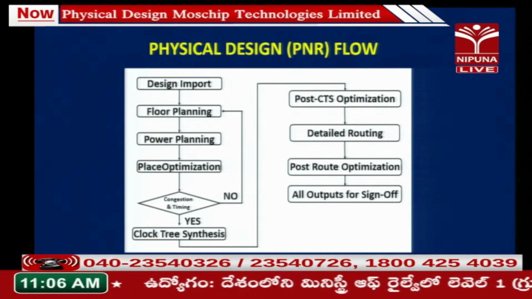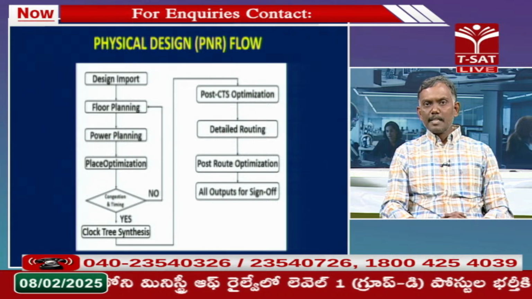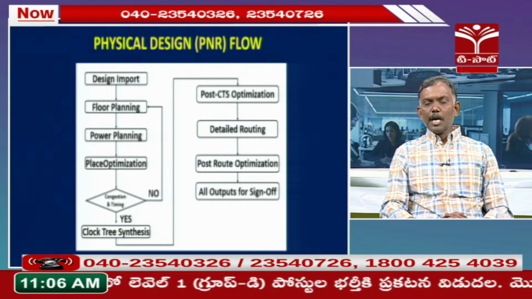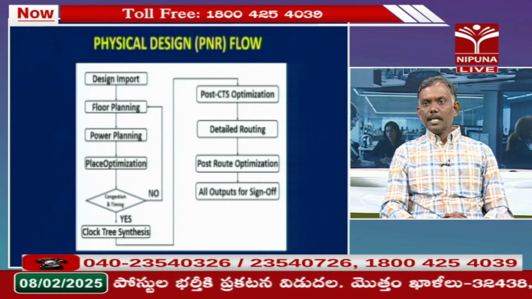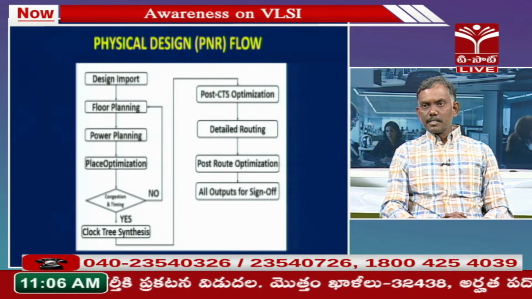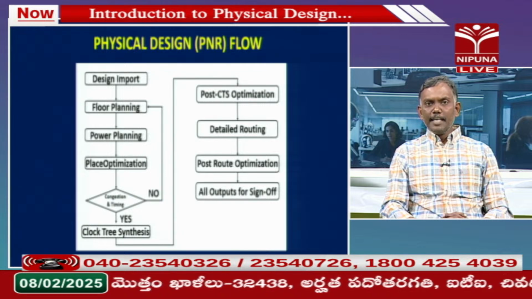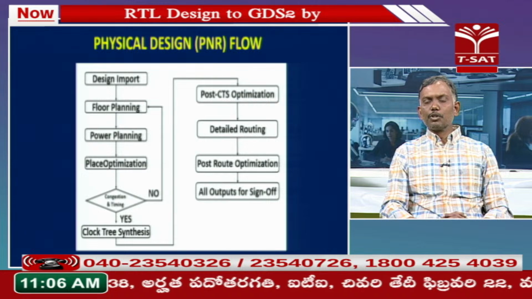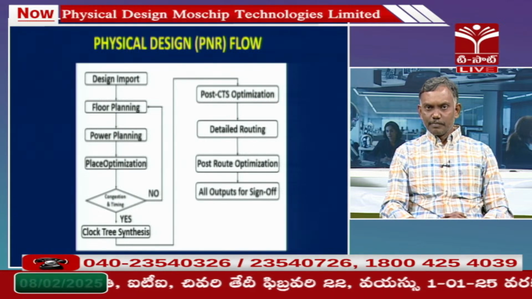Next step is clock tree synthesis. As we discussed, we have the clock for every ASIC. We should build the clock tree to supply the clock to each and every clock pin of your sequential cells. That is clock tree synthesis. After clock tree synthesis, we do the post CTS optimization. If you have any violations, if the design is not meeting timing, we go for one more round of optimization. That is called post CTS optimization.